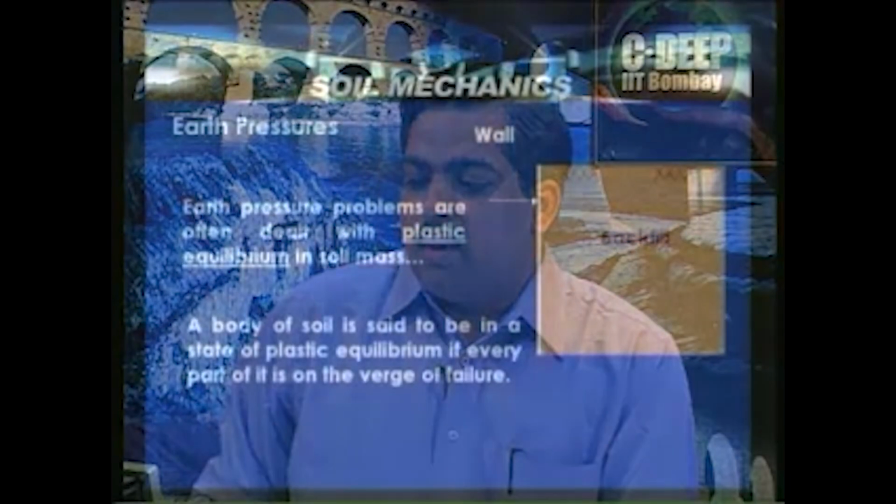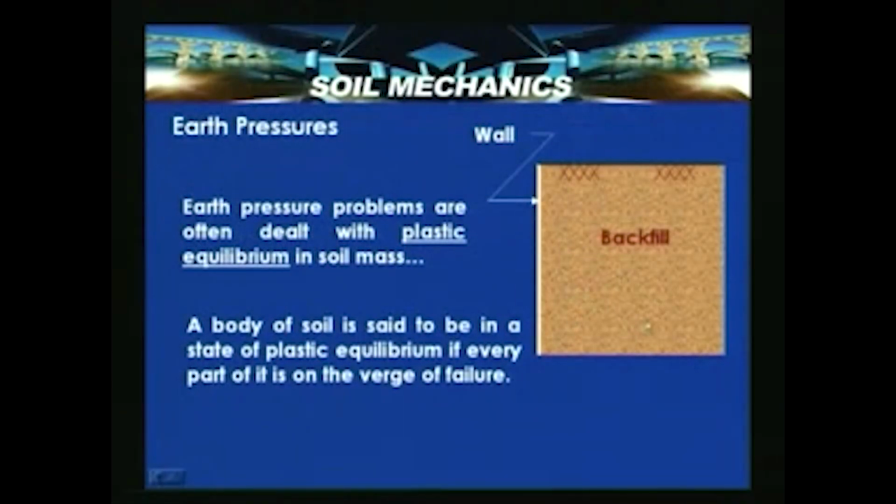Now let us look into these earth pressure conditions and different possibilities. Let us assume that we have a soil retained by a vertical wall. Let us assume that the base as well as the wall interface is smooth. So the base of the wall is assumed to be smooth and the wall is also assumed to be smooth. In these earth pressure problems, the soil behind the wall is called backfill, and this is the wall shown here in a cross section diagram.